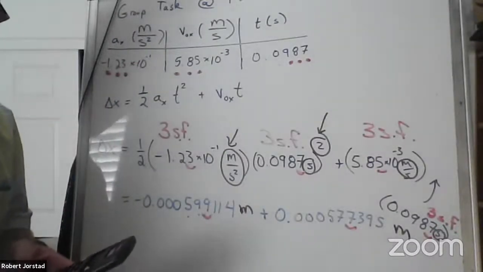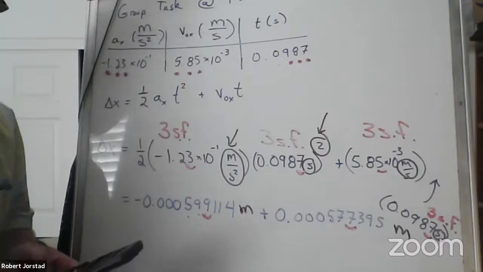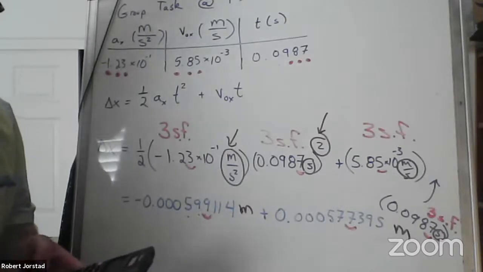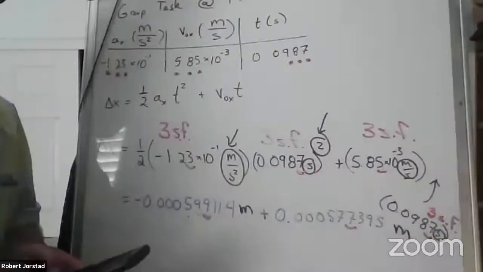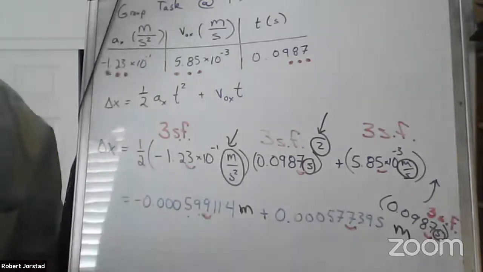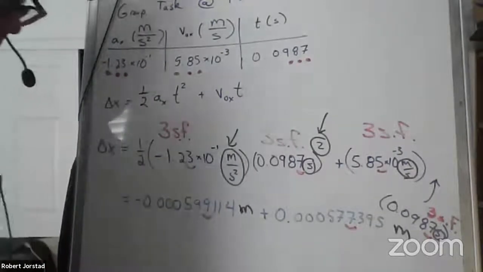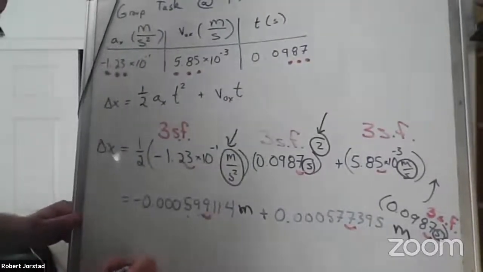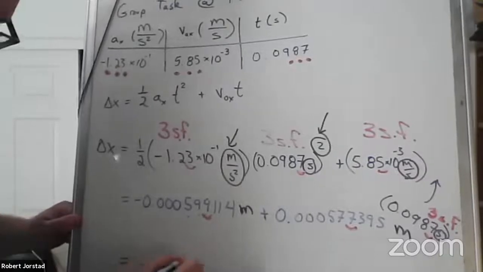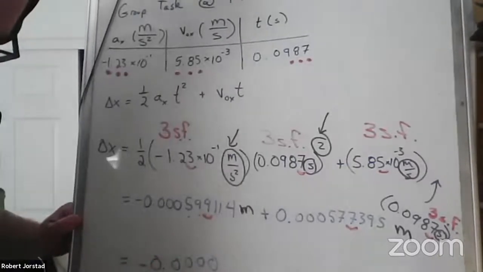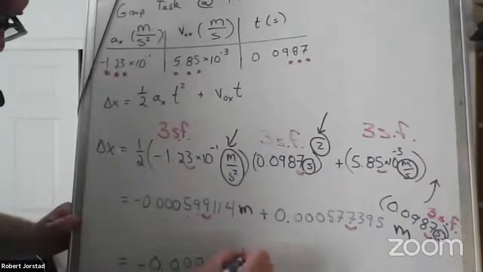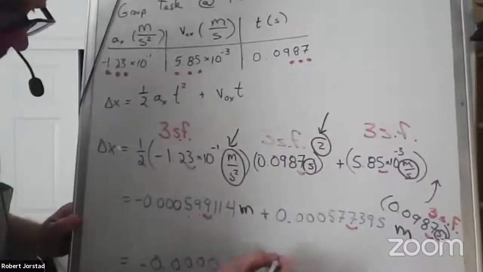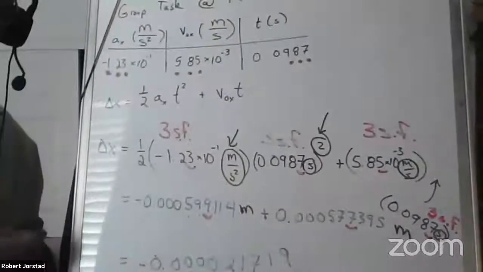It's hard when I'm, yeah. Plus 0.000. That's my kids out there screaming. I don't know if you could hear them. I can. Okay, so I got equals negative 0.000021719.